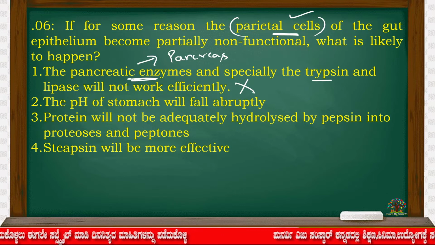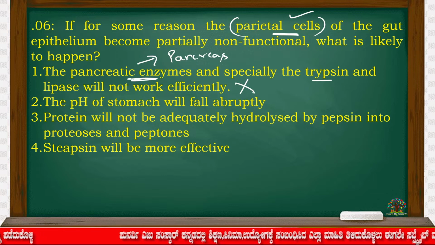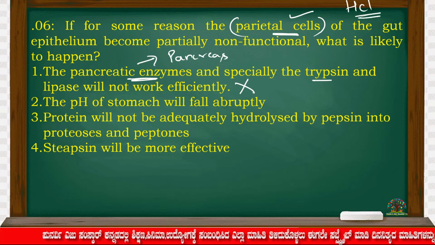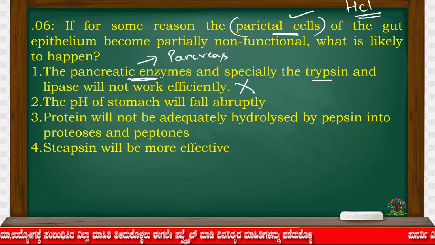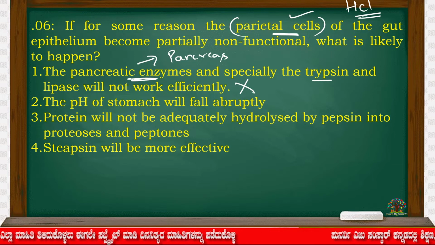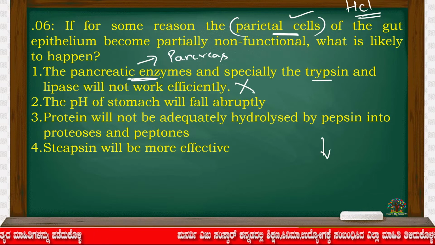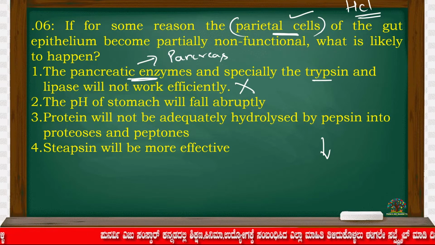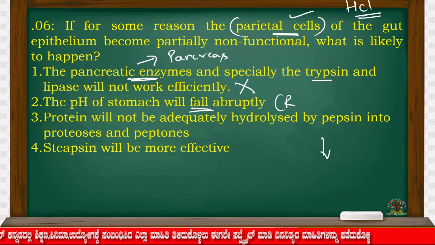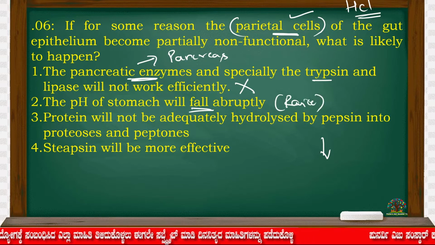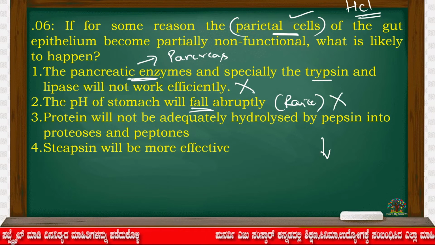And the second option says the pH of the stomach will fall abruptly. The parietal cells basically secrete HCl. HCl is a substance which is acidic in nature, and due to its secretion, obviously the pH would fall on proper secretion. But if at all it is not secreted, the pH would not fall, rather it would rise. That means the stomach would become alkaline in nature. So even the second option is not correct in respect of this question.